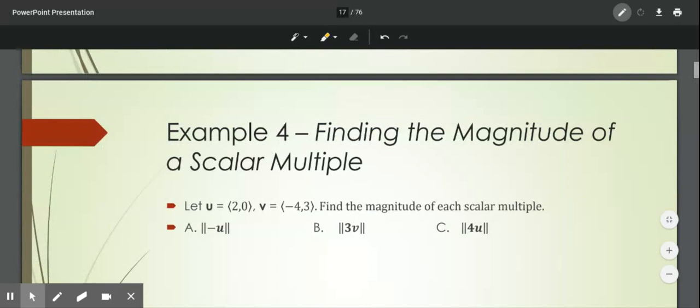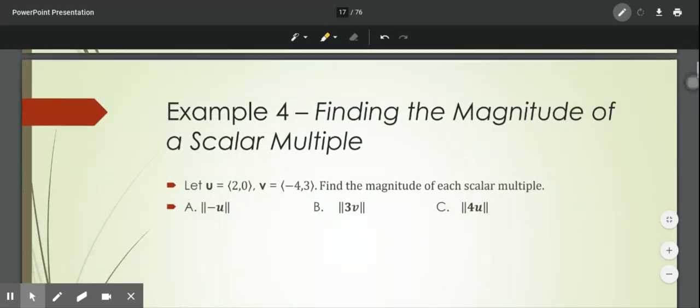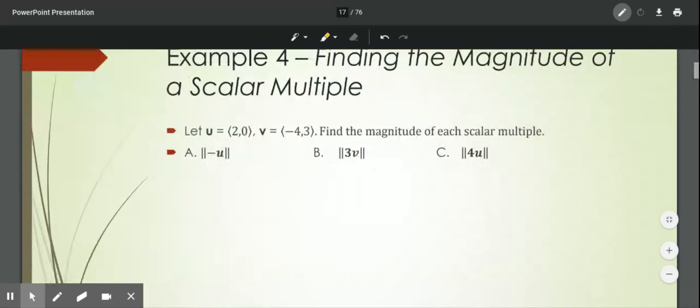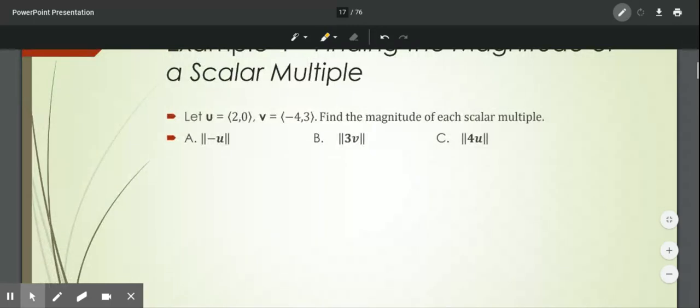So in example 4, we're going to find the magnitude with a scalar multiple. For A, if we need to find the magnitude of negative u, let's first figure out what negative u equals. Negative u means we're multiplying the components of u by negative 1. So we would have negative 2, 0.